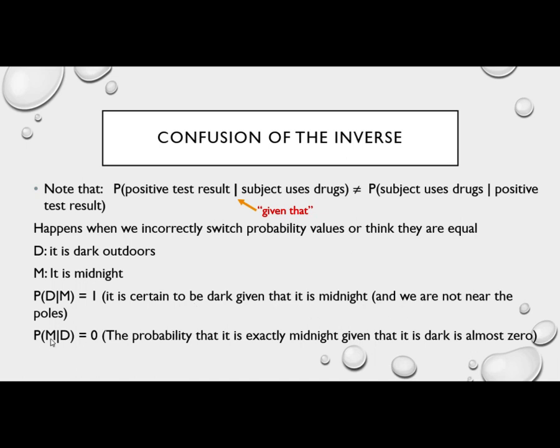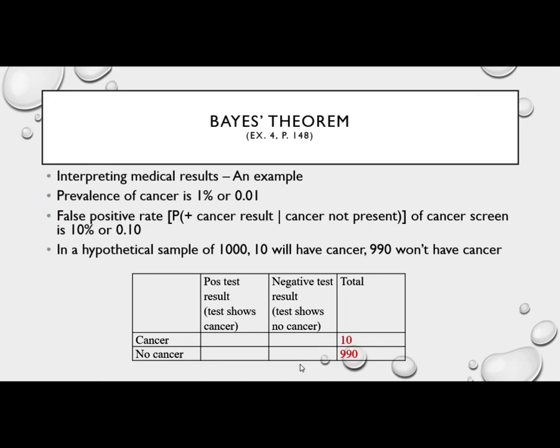The probability that it's midnight, given that it's dark, is close to 0 because the probability that it's exactly midnight, given that it is dark, is almost 0. If I were to randomly select any time out of the darkness, the chance that I would select midnight, right on the dot, is very, very, very slim. All right, here's an example.